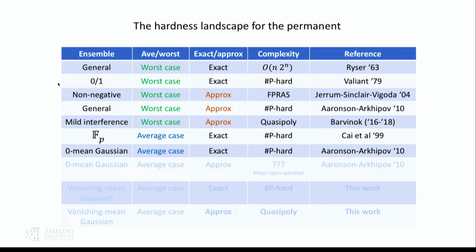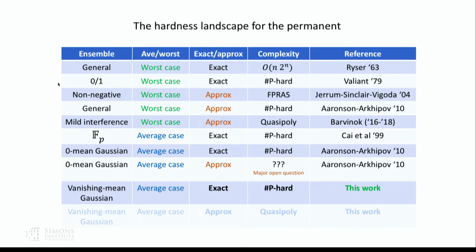What they showed was they studied the complexity of zero-mean Gaussian matrices, and they were able to show that on average it is hard to compute the permanent of these matrices exactly. But that didn't solve their problem, and as I said, the main open question in the field is to understand the setting where average case and approximation are combined. Okay, so having this background, I think I'm ready to explain the main result that we show.